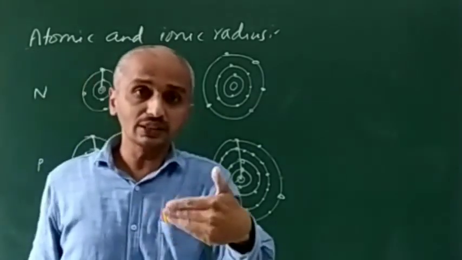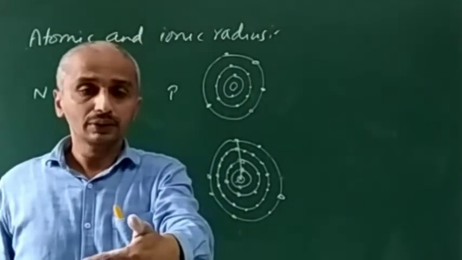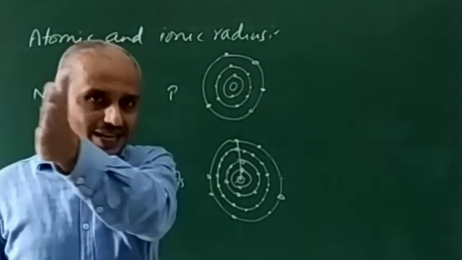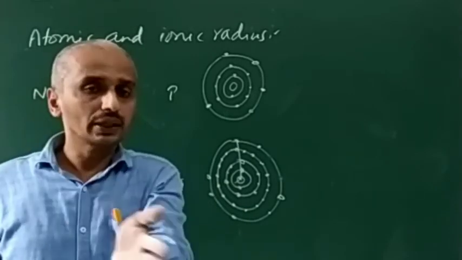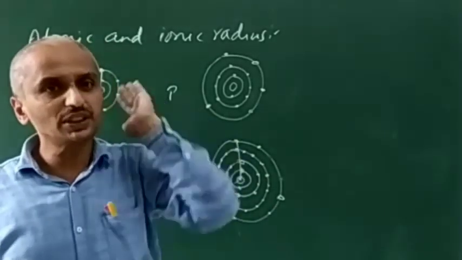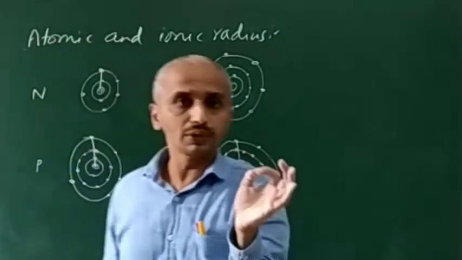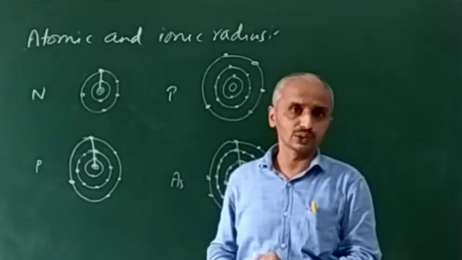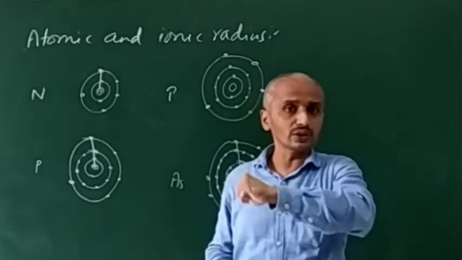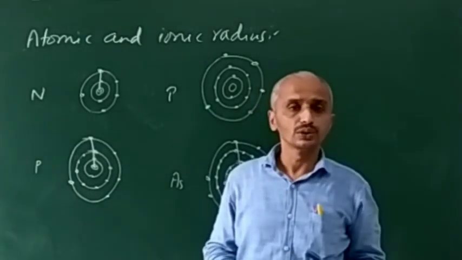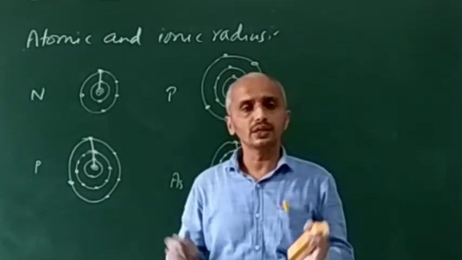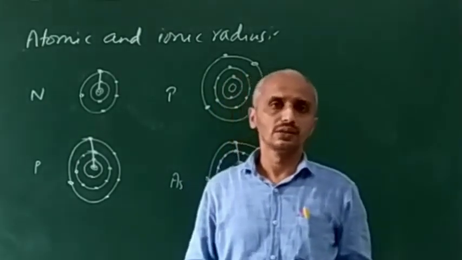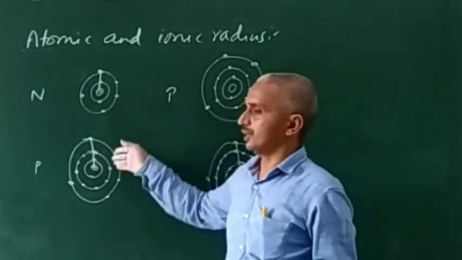Whereas when you go from arsenic to antimony, again size increases. Then from antimony to bismuth, what happens? There is an f electron introduction also, and f electrons are the poorest shielders. Means still the increase becomes less compared to the increases over there.